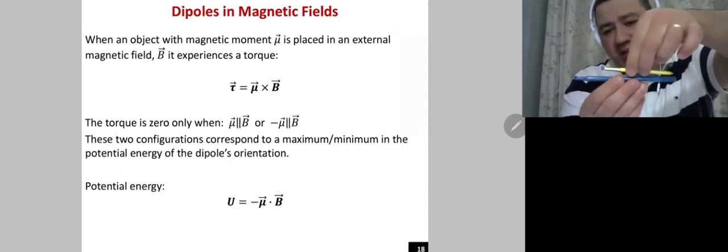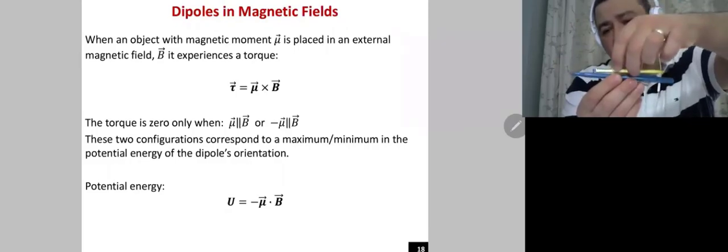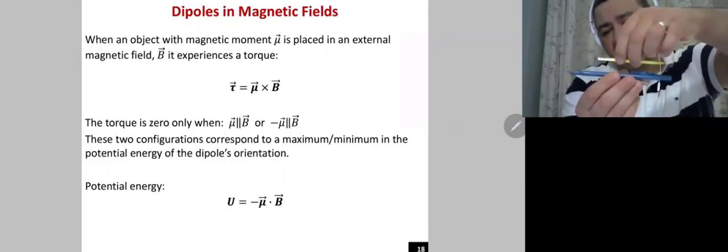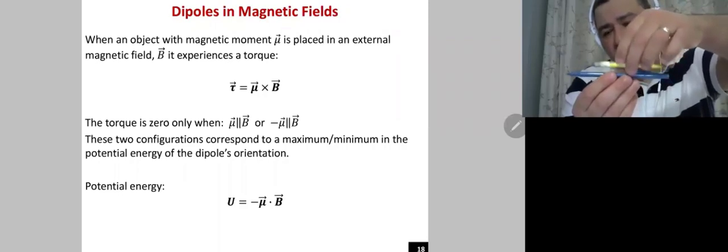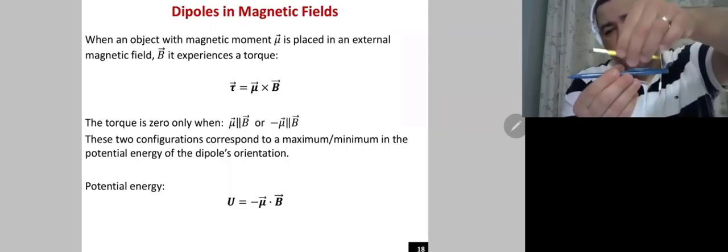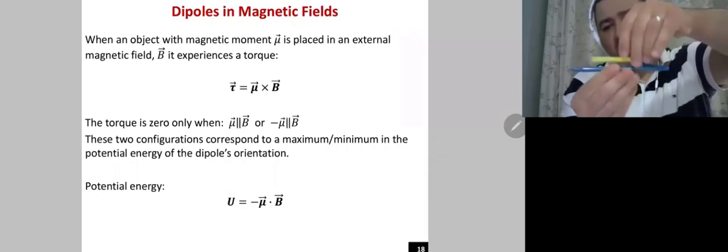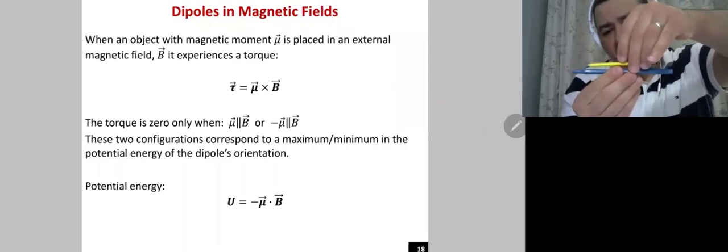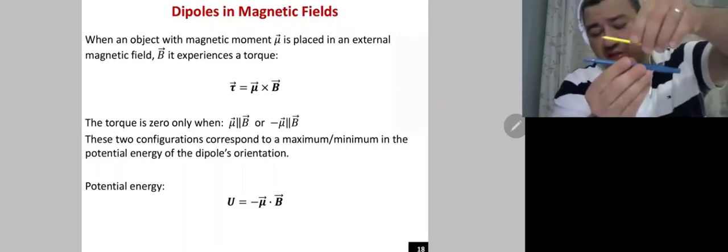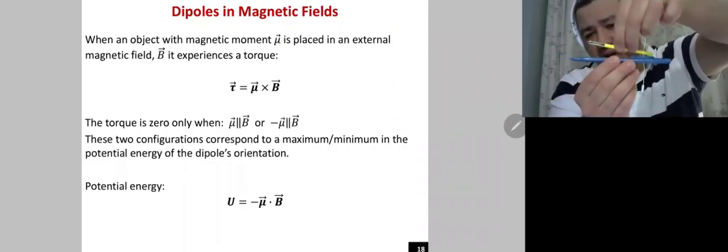Now, if I rotate the loop such that the magnetic dipole moment is anti-parallel, this is the location where I have the maximum potential energy. And as I said, if the loop is allowed to move, although the torque is zero, this position is unstable and will result in the magnetic dipole moment flipping back and aligning with the magnetic field.